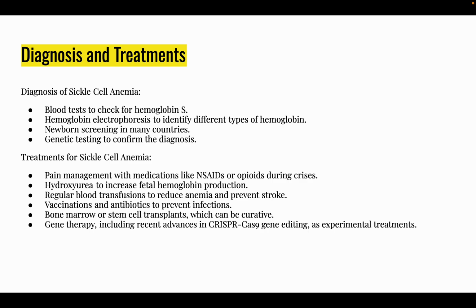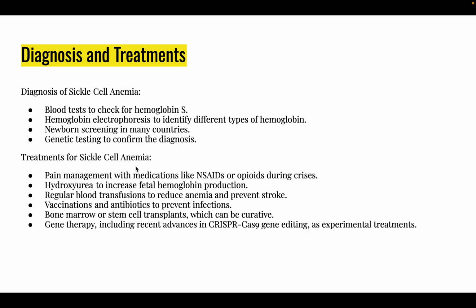Diagnosis of sickle cell. A blood test to check for hemoglobin S. Hemoglobin electrophoresis to identify different types of hemoglobin. Newborn screening in many countries. Genetic testing to confirm the diagnosis.